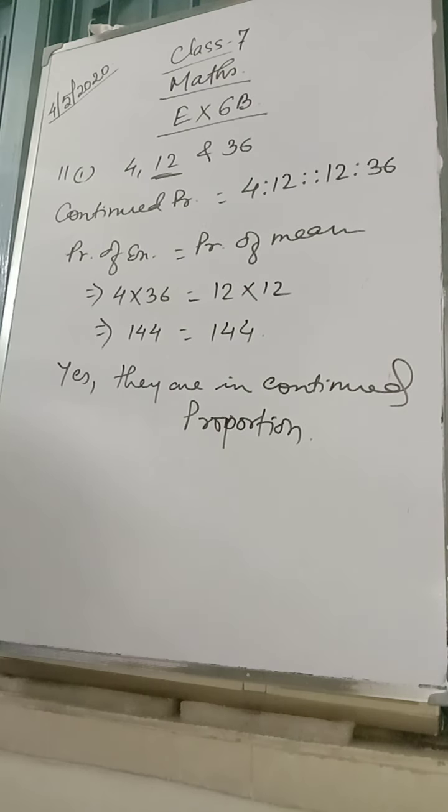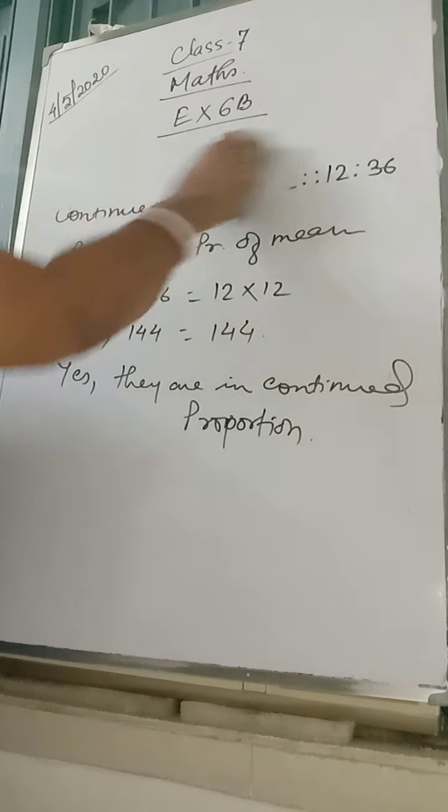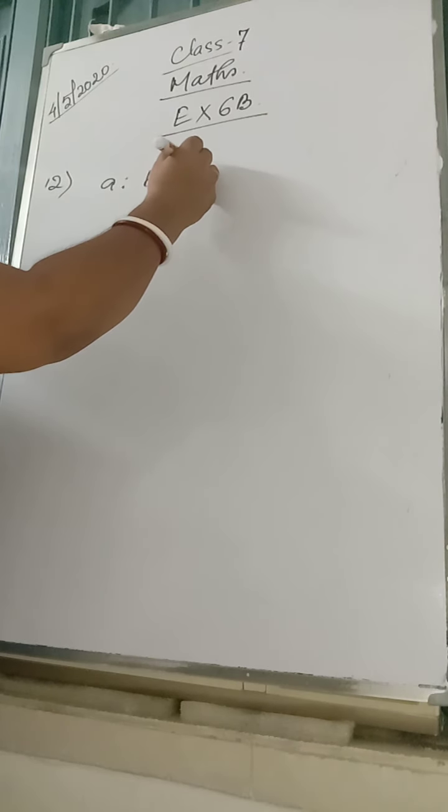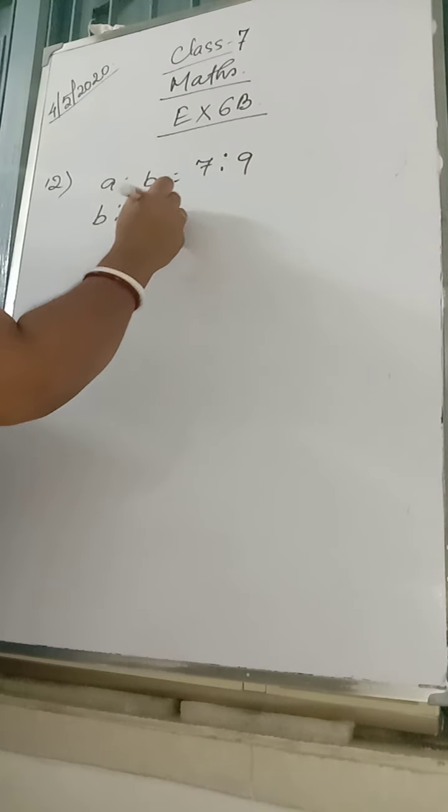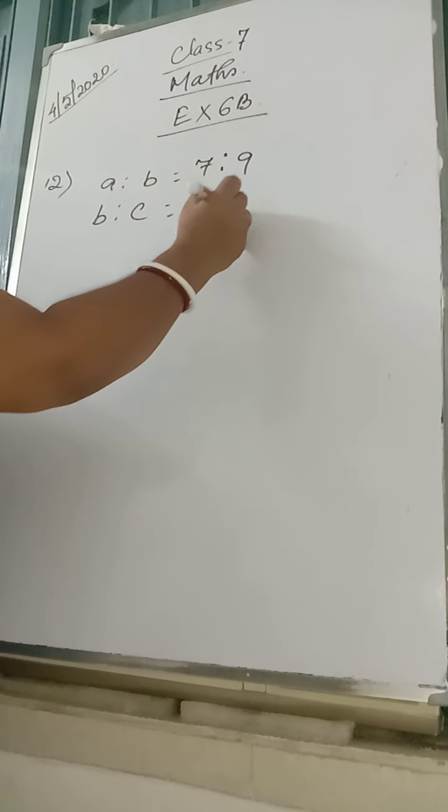Now part B you have to do, I am not going to do. Question number 12. A is to B is 7 is to 9 and B is to C is 9 is to 11. Then find the ratio of A is to B is to C. What does it mean again? A is to B is to C means A is to B, B is to C. Look at 12. A is to B is equal to 7 is to 9. B is to C is equal to 9 is to 11.